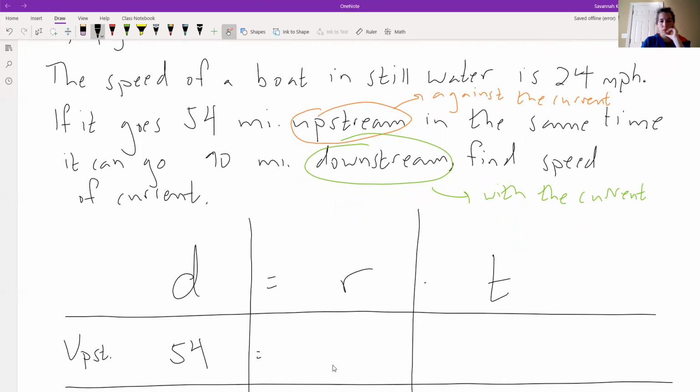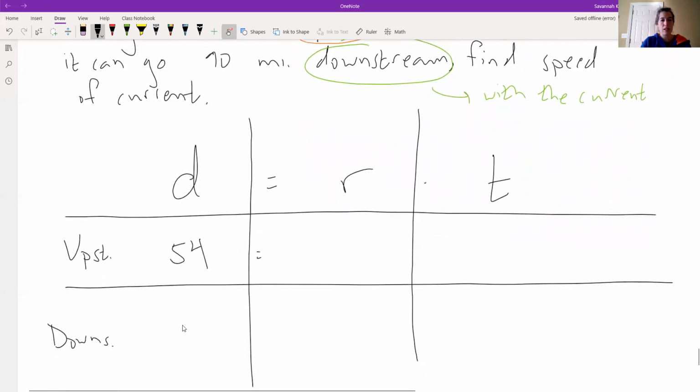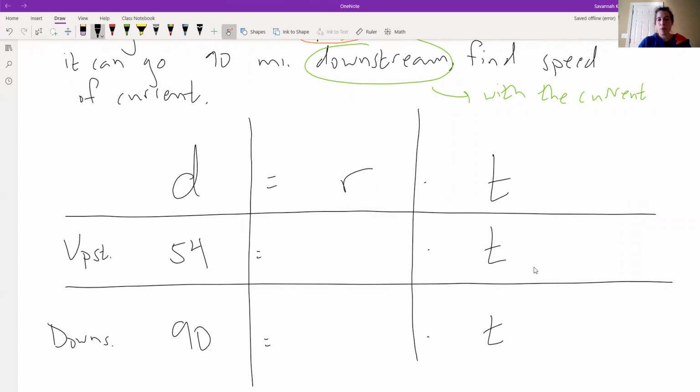Distance equals the rate times the time. Notice that it takes the same time as going 90 miles downstream. So I'm going to leave the time variable the same. I'm not going to say time upstream, time downstream. I'm just going to leave it as time because it's the same time. And time is going to be our bridge between upstream and downstream.